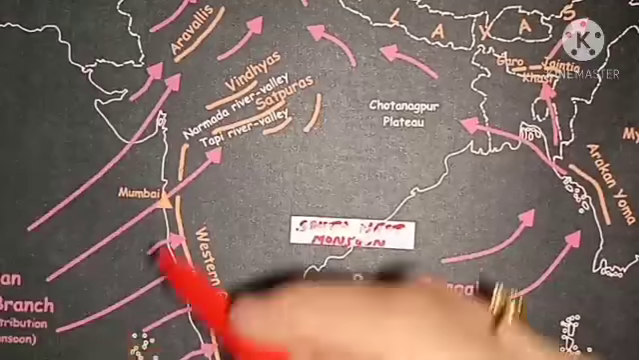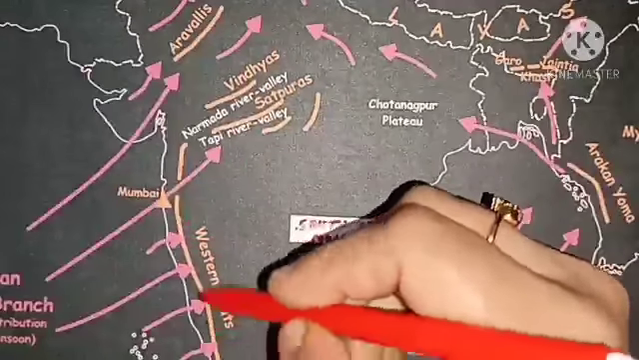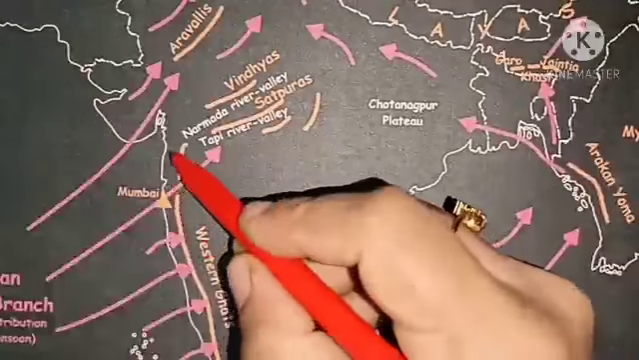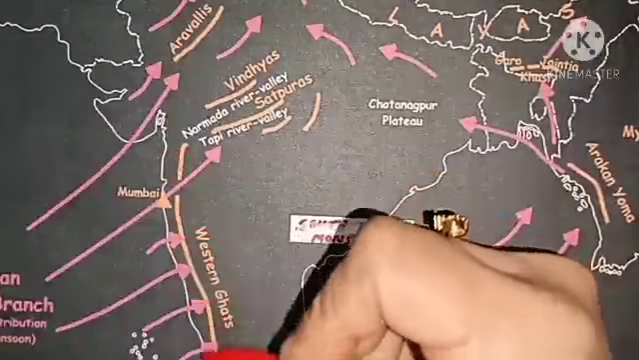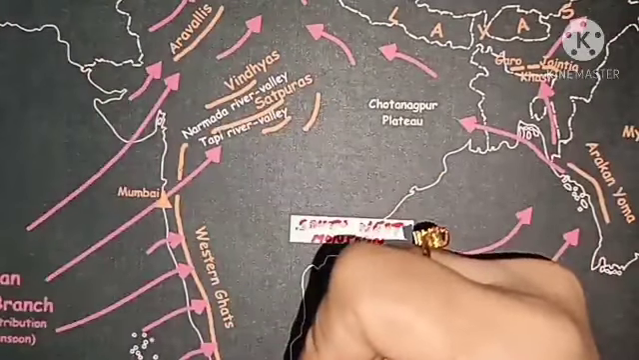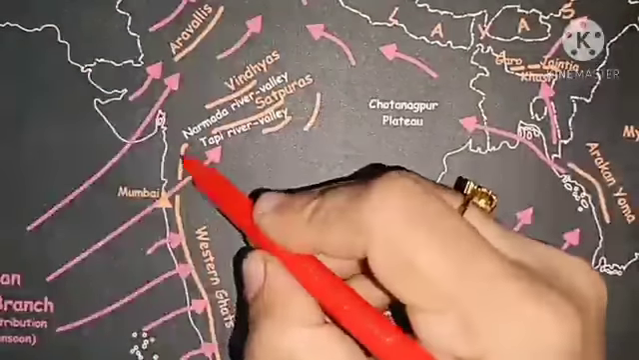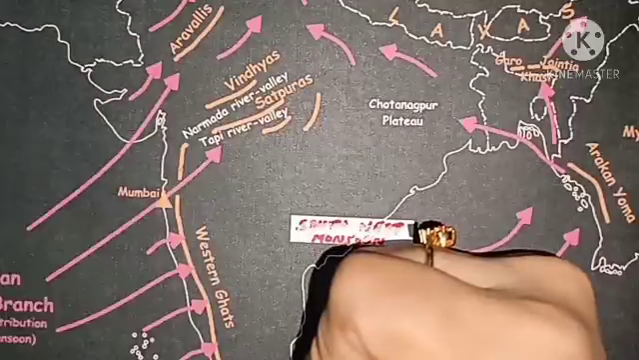These winds are obstructed by the Western Ghats. This causes heavy rainfall on the western side. The reason Kerala receives very heavy rain is that the southwest monsoon wind coming from there is obstructed by the Western Ghats.